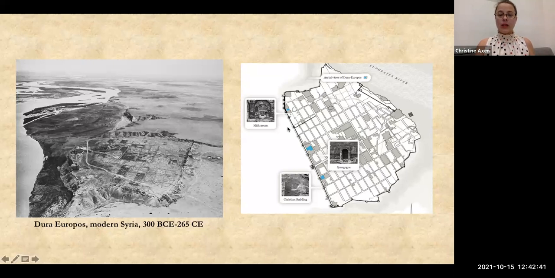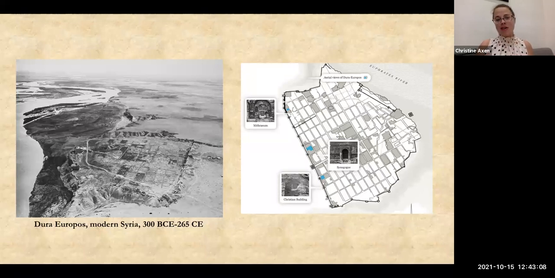We'll be looking at 3 buildings in Dura Europos: the Mithraeum, the synagogue, and the Christian building, which is the house church, all located along this sort of fortified wall. So the city itself was founded somewhere around 300 before the Common Era, and it featured a very cosmopolitan population. We had all different kinds of people from different cultural backgrounds, religions, languages, etc., who would meet here.